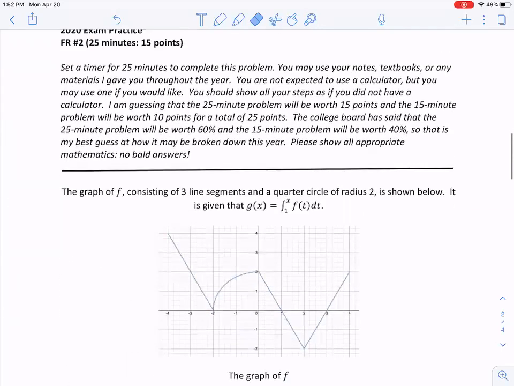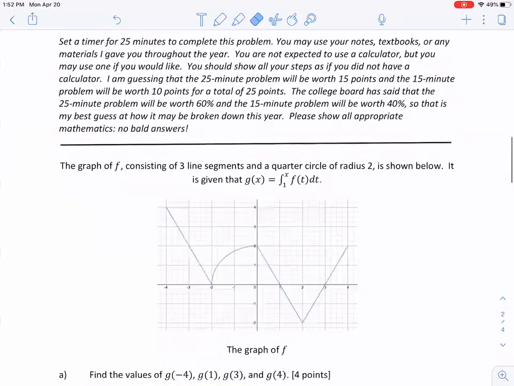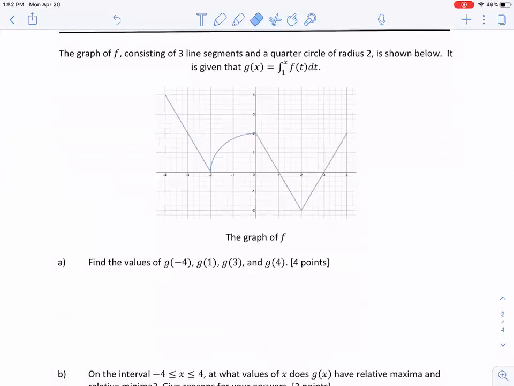And you might recognize it. Looks like it's going to be a piecewise defined graph, and have some questions relating to that. So the graph of f, consisting of 3 line segments and a quarter circle of radius 2, is shown below, and it's given that g at x is equal to the definite integral from 1 to x of f at t dt.